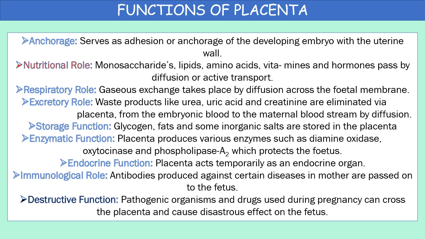Nutritional role. Monosaccharides, lipids, amino acids, vitamins, and hormones pass by diffusion or active transport through the placenta. Respiratory role of placenta. Gaseous exchange takes place by diffusion across the fetal membrane. Excretory role. Waste products like urea, uric acid, and creatinine are eliminated via the placenta from the embryonic blood to the maternal bloodstream by diffusion.